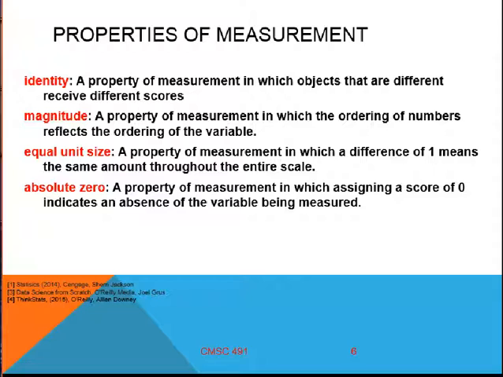So the nominal scale has the property of identity. And so for the 4 scales of measurement, we'll look at the properties of those measurements. The ordinal scale, like the nominal scale, has the property of identity, and in addition, it has the property of magnitude. The interval scale has the properties of identity and magnitude, and in addition, the property of equal unit size. The ratio scale has the properties of identity, magnitude, equal unit size, and in addition, a true zero.